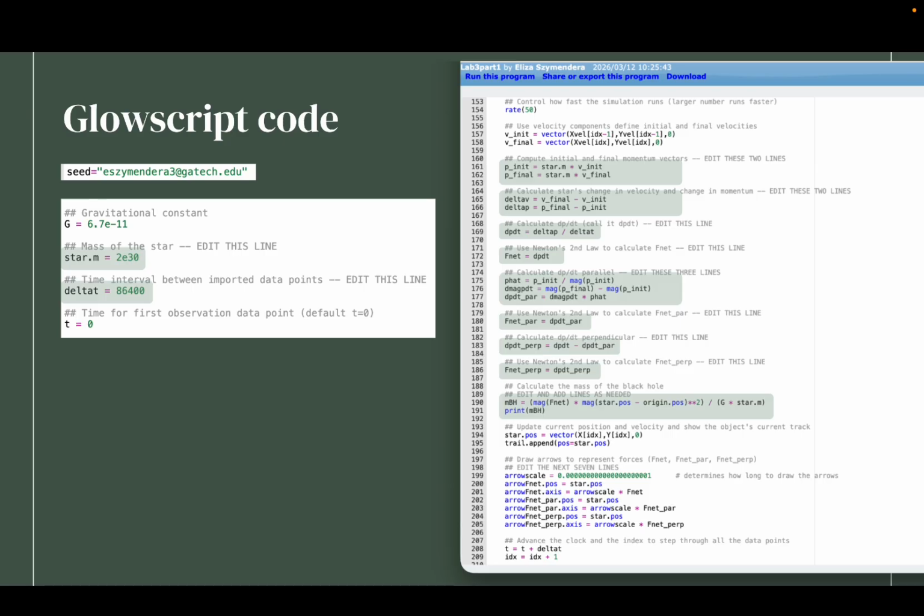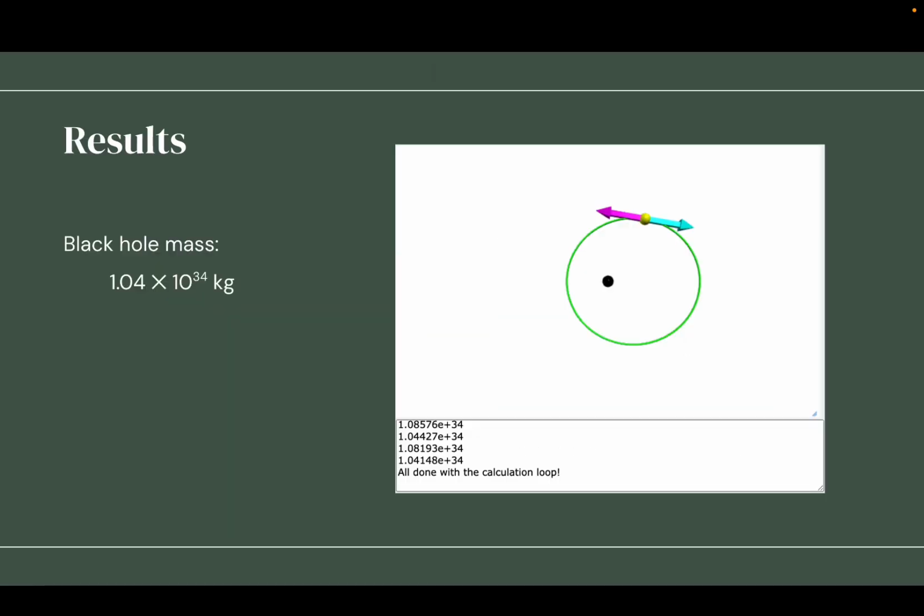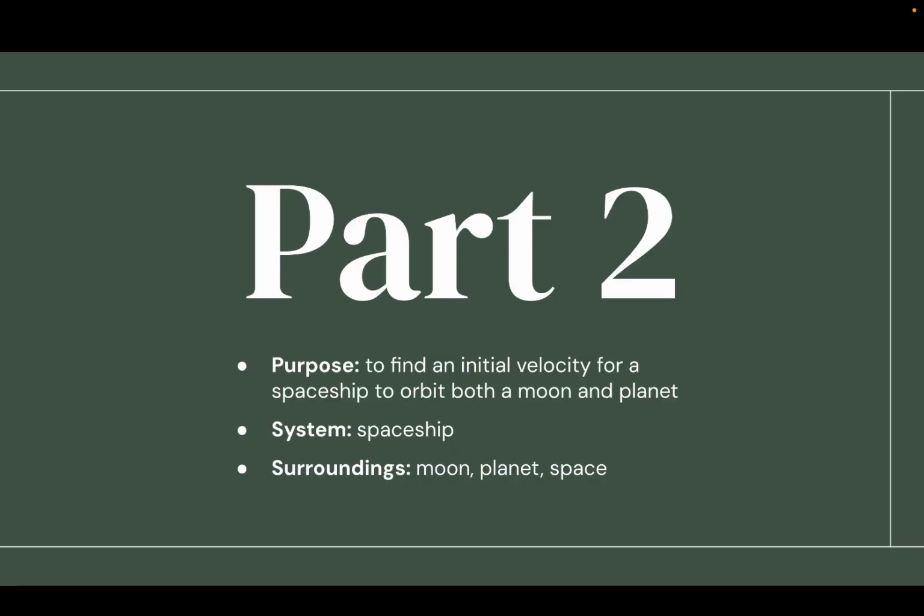I finally calculated the mass of the black hole by multiplying the magnitude of F-net by the magnitude of the distance between the star and origin squared, then dividing that value by the gravitational constant multiplied by the star's mass. After running the code, my star orbited the black hole and I found its mass to be 1.04 times 10 to the 34 kilograms. The magenta arrow represents F-net's parallel component, and the cyan arrow represents F-net's perpendicular component.